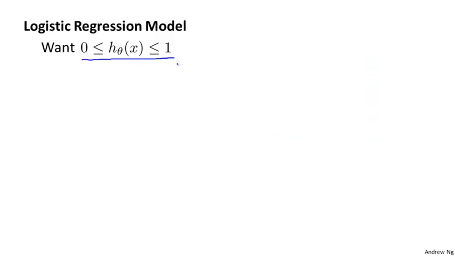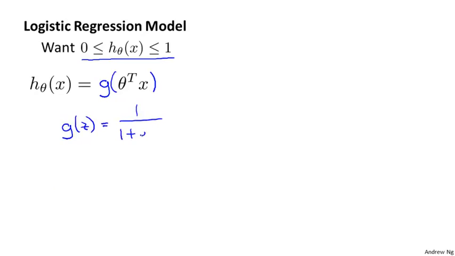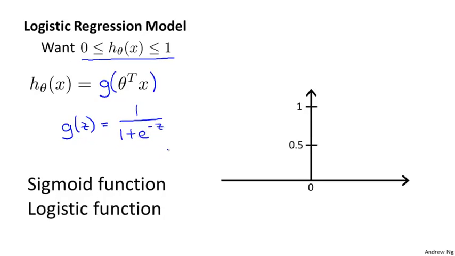and 1. When we were using linear regression, this was the form of a hypothesis where h of x is theta transpose x. For logistic regression, I'm going to modify this a little bit and make the hypothesis g of theta transpose x, where I'm going to define the function g as follows. G of z, if z is a real number, is equal to 1 over 1 plus e to the negative z. This is called the sigmoid function or the logistic function, and the term logistic function, that's what gives rise to the name logistic regression.